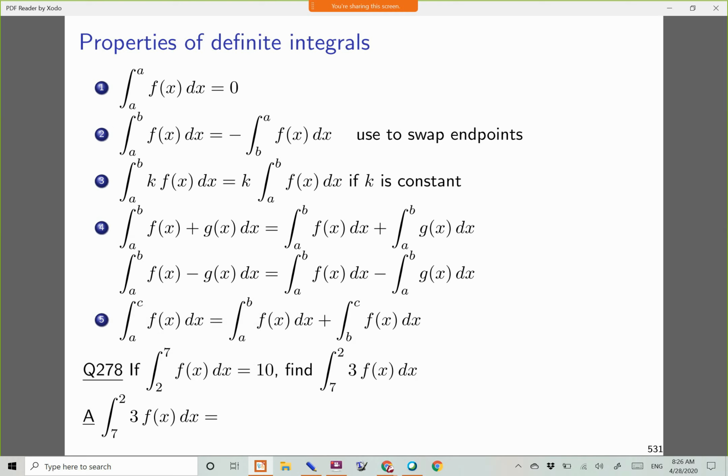But I'm going to go ahead and copy down the question, the thing we need to find, and I started by swapping the location of the 2 and the 7. And as property 2 says, in order to do that swap, you just need to introduce a minus sign. So what are the changes from here to here? The 2 and 7 have switched locations, and then a minus sign was inserted in front of the integral.